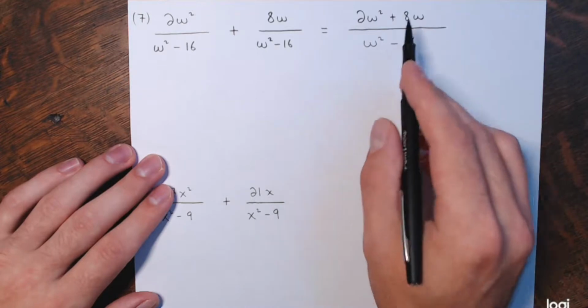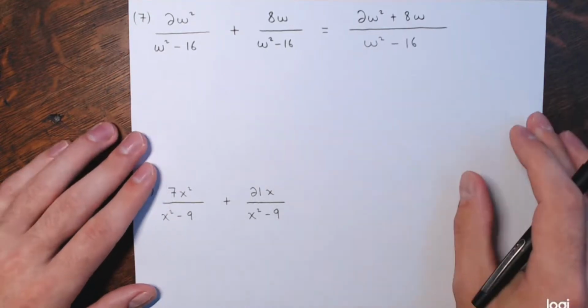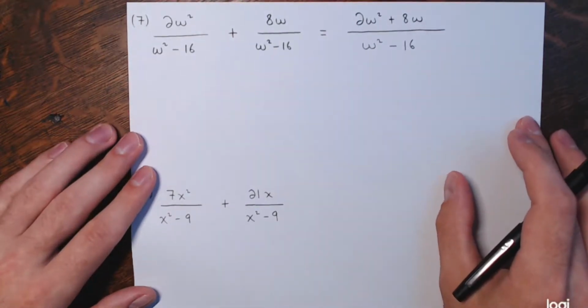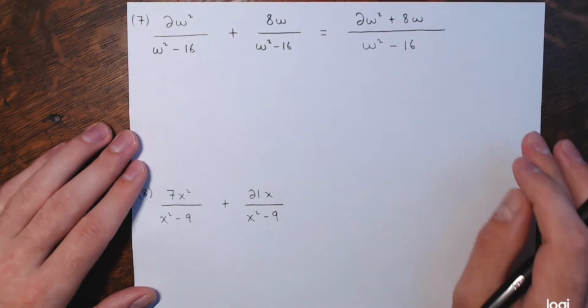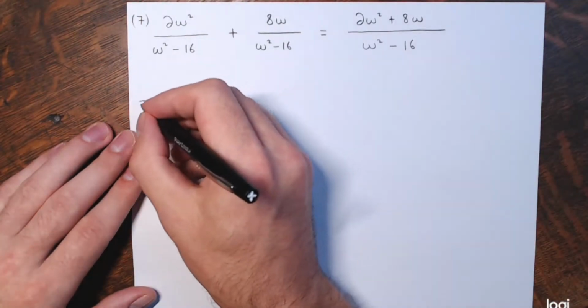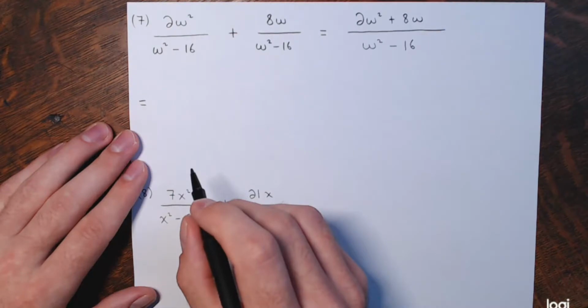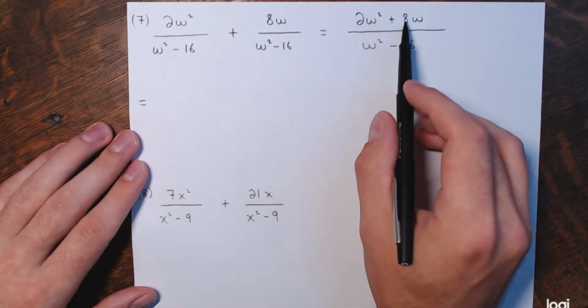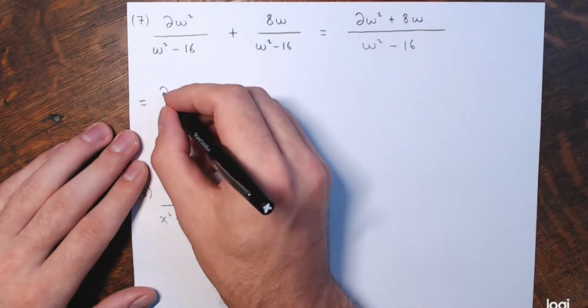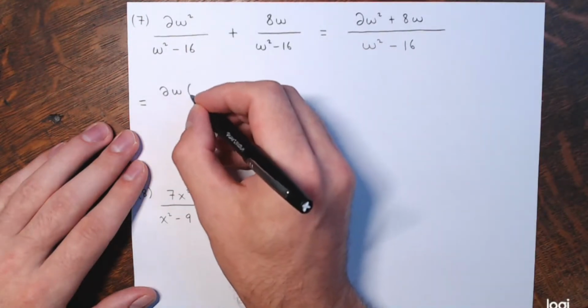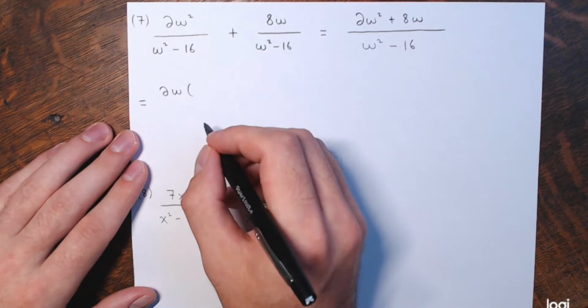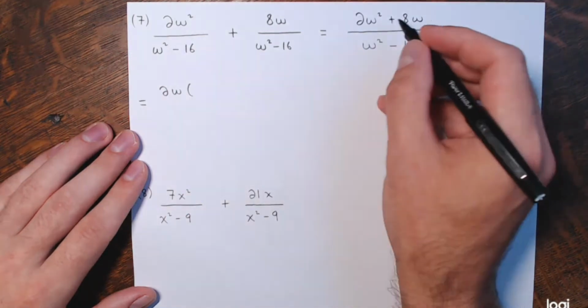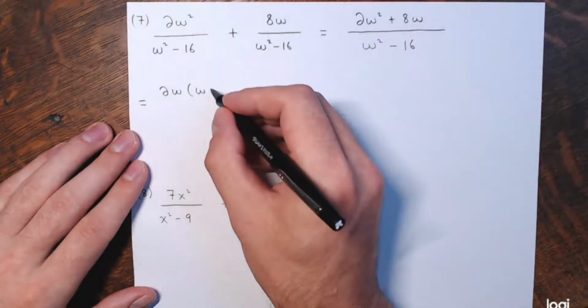And this is great. Here's the sum of those two fractions. But now we try to simplify it because I see that the numerator and denominator can be factored further. Numerator, 2w squared plus 8w. I could pull a 2w out of that, a common factor for both those terms, and then what's left over would be w plus 4.